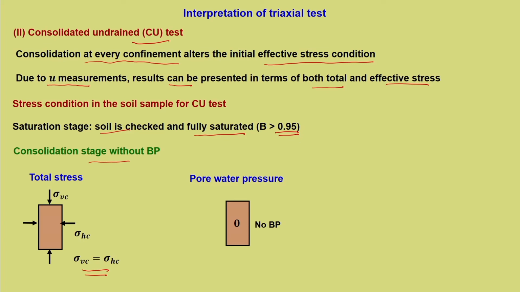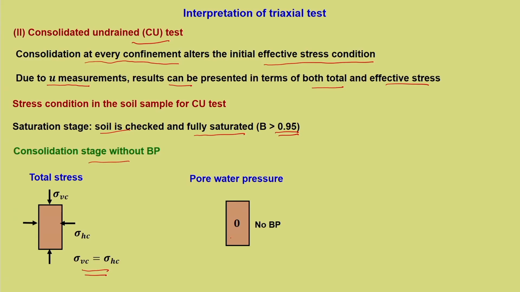Since it is a consolidation stage, the drainage valve will be opened and we do not expect any pore water pressure to develop. So the pore water pressure will be equal to 0, because of the consolidation stage. Okay, if there is some residual pore water pressure, we need to account for that. That will be the initial pore water pressure, that is soon after it is mounted. So in this consolidation stage, since the drainage valve is opened, pore water pressure is equal to 0, and hence we have sigma Vc equal to sigma'Vc, and sigma Hc equal to sigma'Hc. So that is the consolidation stage without back pressure.